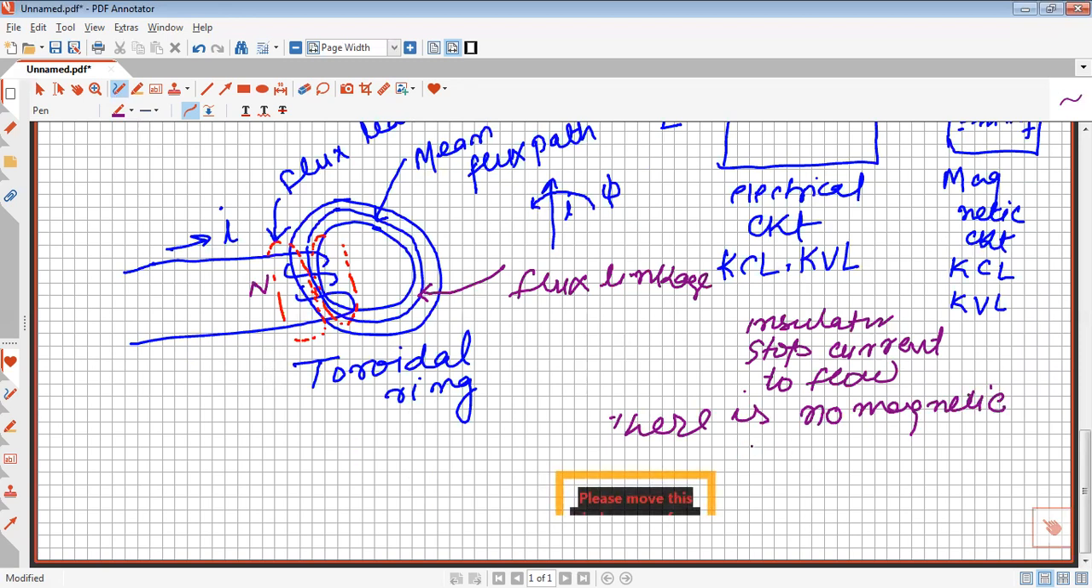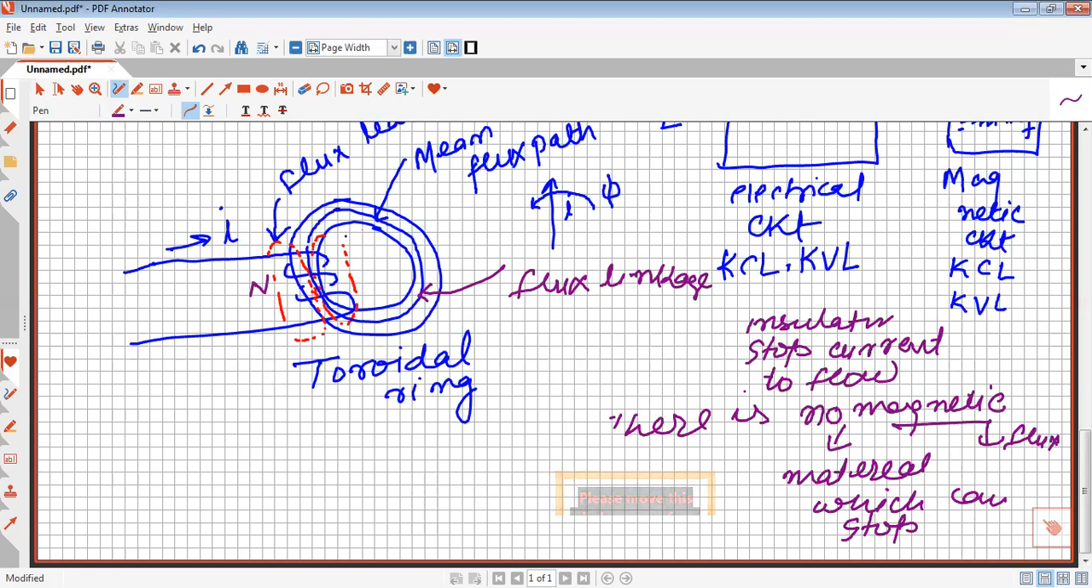There is no magnetic material which can stop magnetic flux. It means if there were such a material, the entire flux would go into the toroidal ring. But here what we do is choose a material.